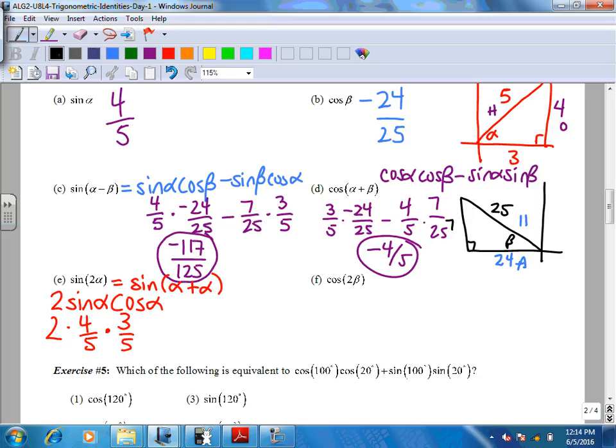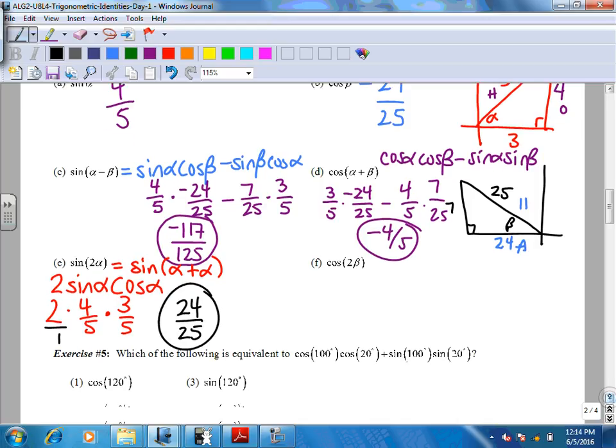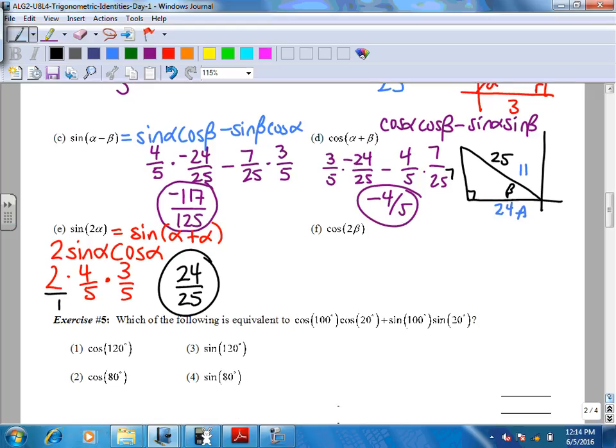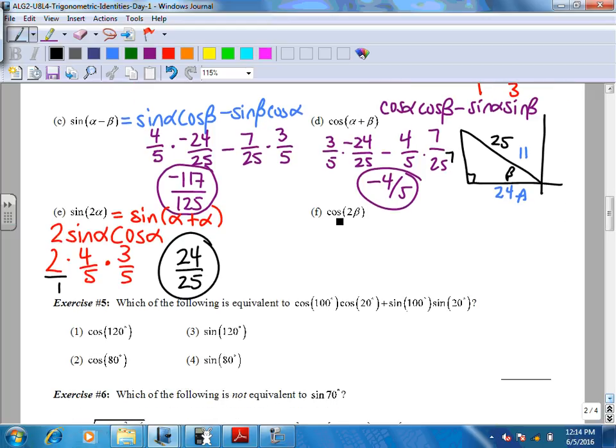I'm going to take this 2 and make it 2 over 1. So we get 2 times 4, 8 times 3, 24 over 25. But again, if you don't trust yourself to not make a mistake there, I would use your calculator at that point. Now there's also formulas for cosine 2 beta.